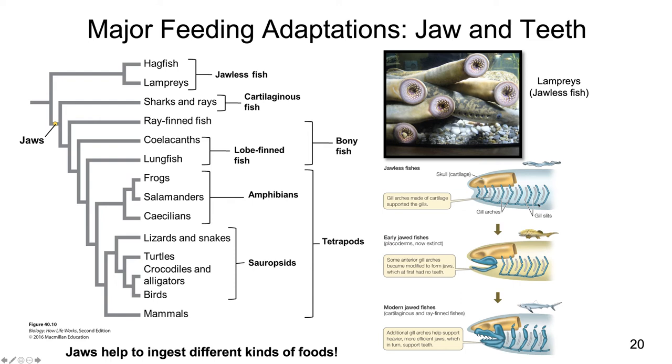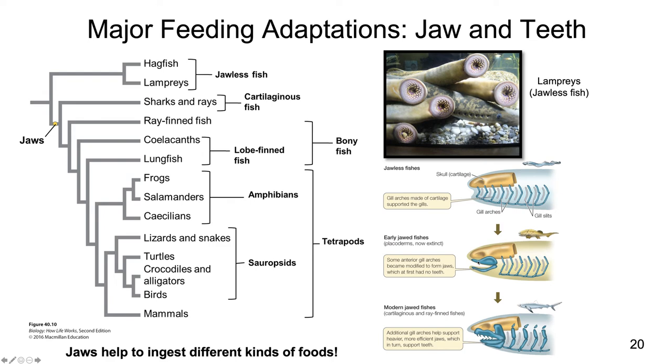And what you'll see is as you look at the early jawed fishes and modern jawed fishes, you have a modification of these front gill arches, so a modification of these bones to become more jaw-like and basically provide this sort of structure and scaffolding for the jaws and for the growth of teeth and more complex structures. Okay? And so they believe that jaws evolved from modification of those gill arches.